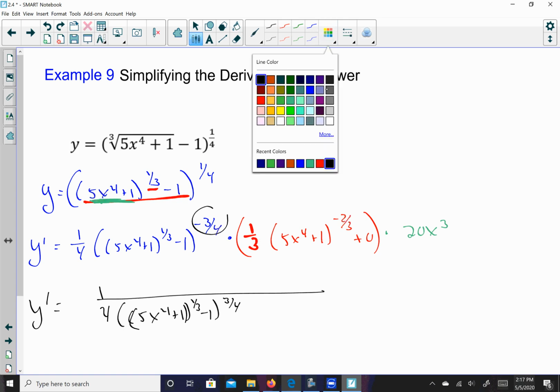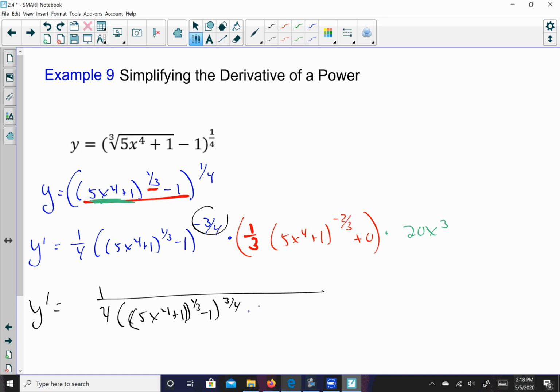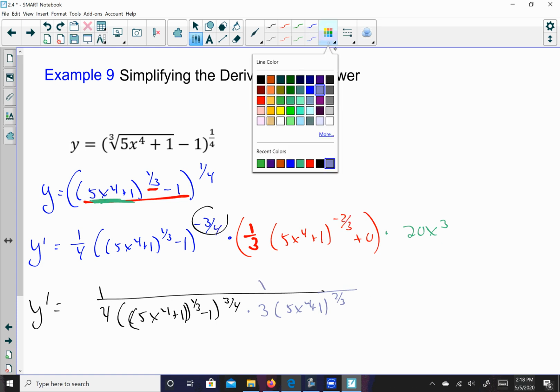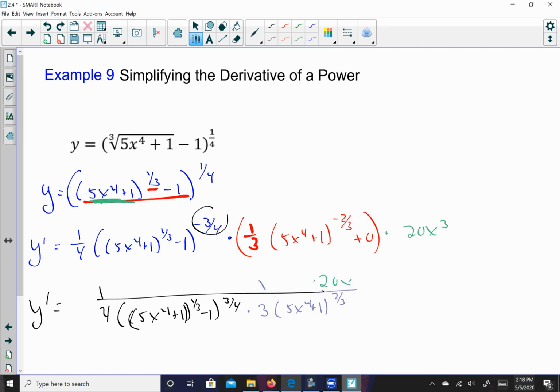Here, I probably should switch colors so I can see what I'm doing. So this is times the 3 will go in the denominator. This will go in the denominator. This 5x to the 4th plus 1. And that's being raised to 2/3 power. And then that would be the 1 for the 1/3. And then this 20x to the 3rd, that 20x would be in the numerator.